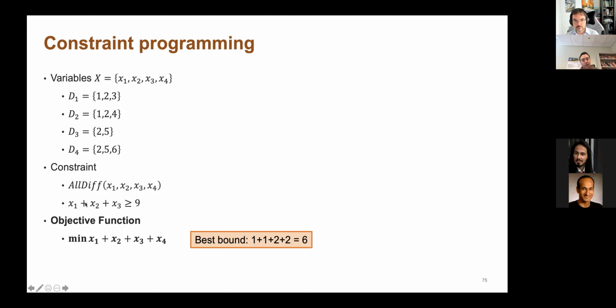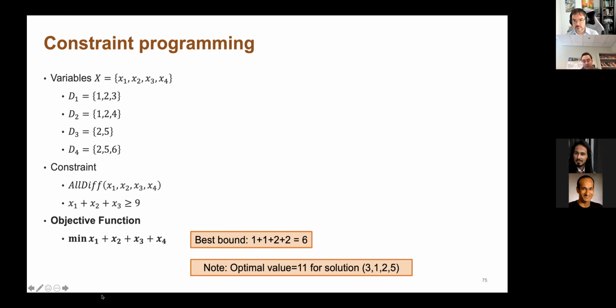Now, of course, you also know x1 plus x2 plus x3 is greater than or equal to 9. So actually, there are some things you can do. But really, if you just look at the domain store, the best bound you can get is 6. The optimal value, by the way, is 11, by taking the solution 3, 1, 2, 5 for variables x1, x2, x3, and x4.